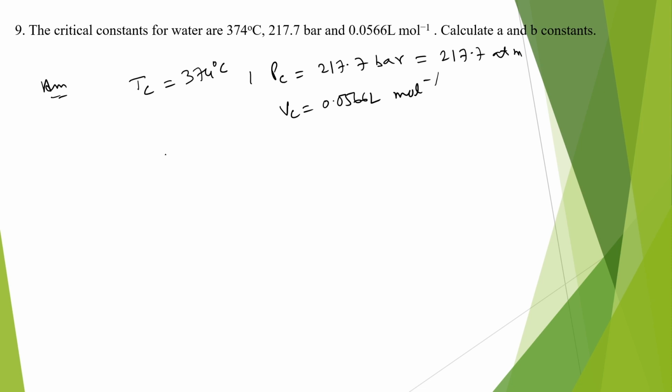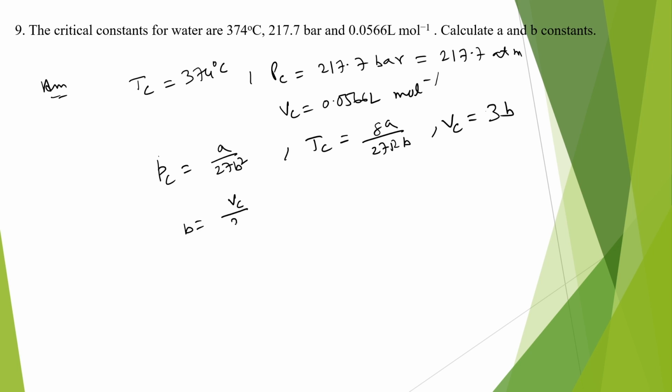So we know Pc is a by 27b², that we know. Tc also we know, 8a by 27Rb, and Vc we know 3b. So b we can calculate very easily. So b is Vc by 3 and the value of Vc is 0.0566 by 3. So we get 0.0189 liter mole inverse. This is the value of b.